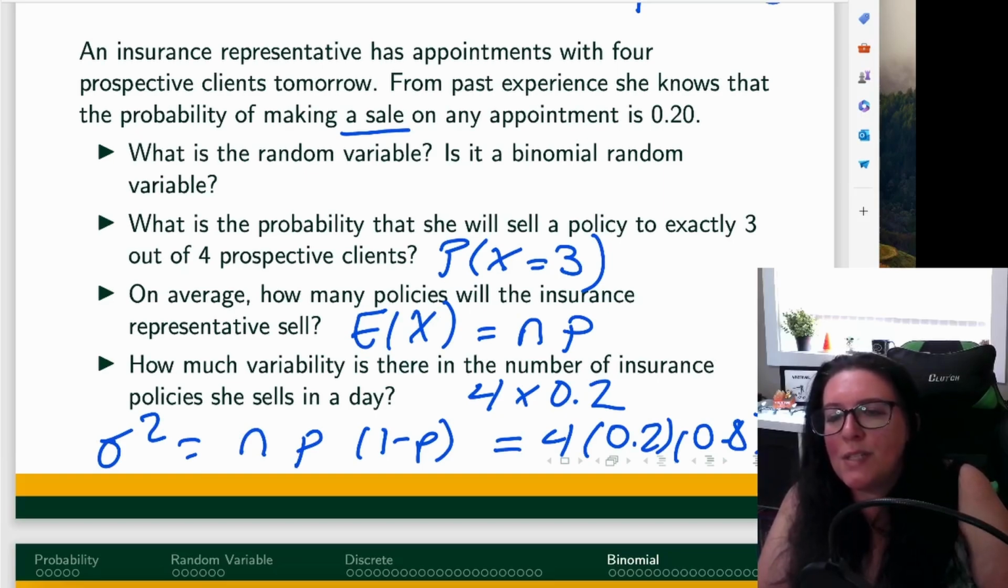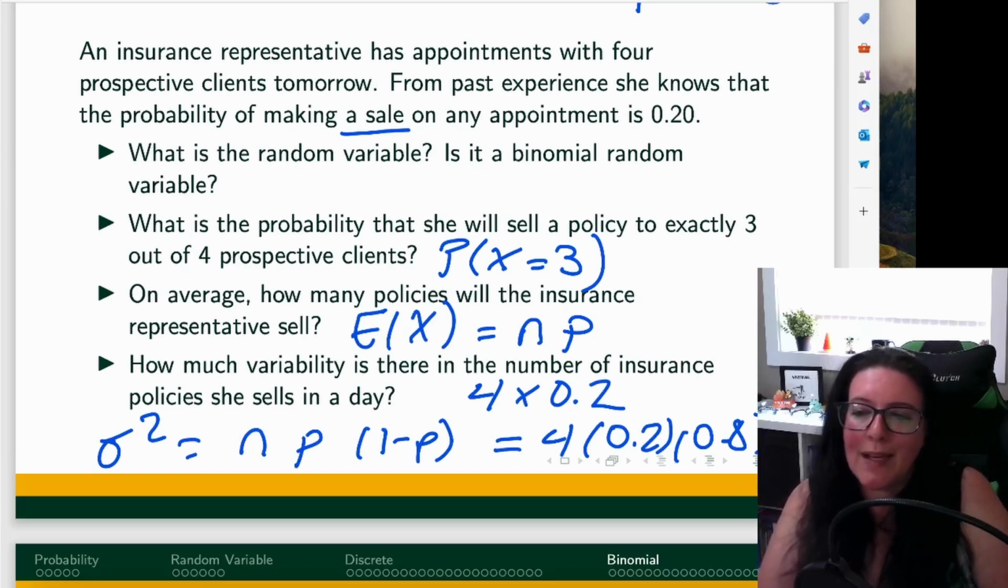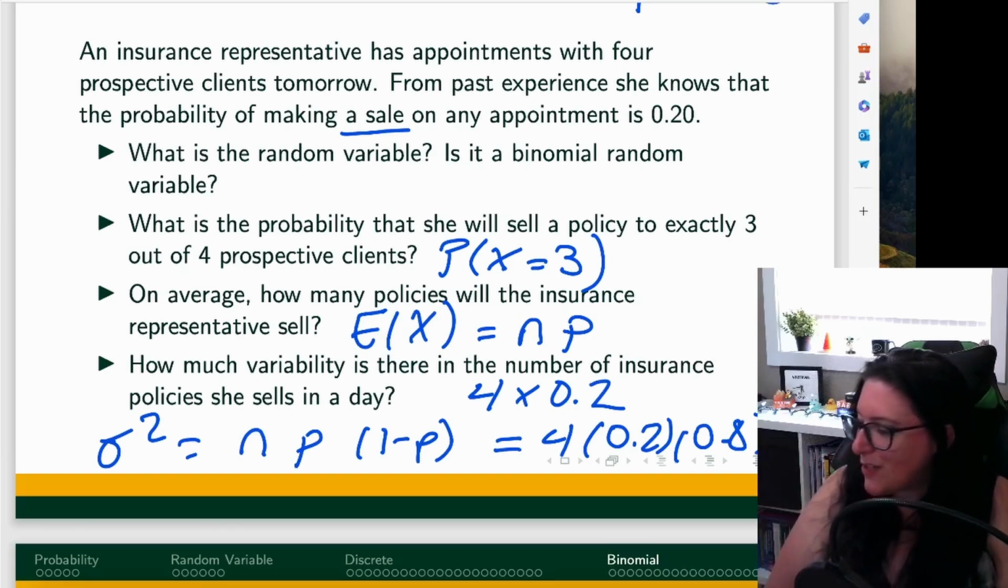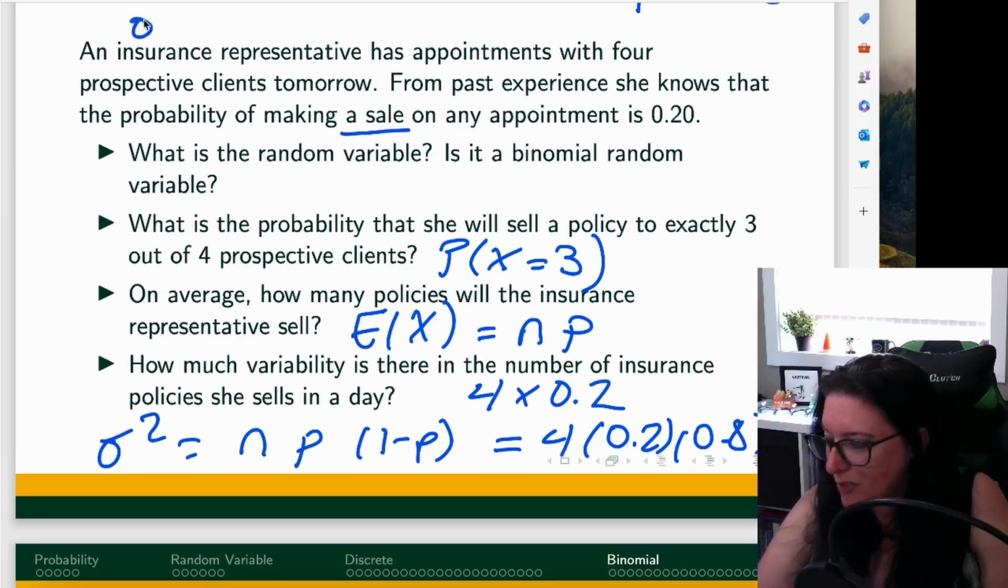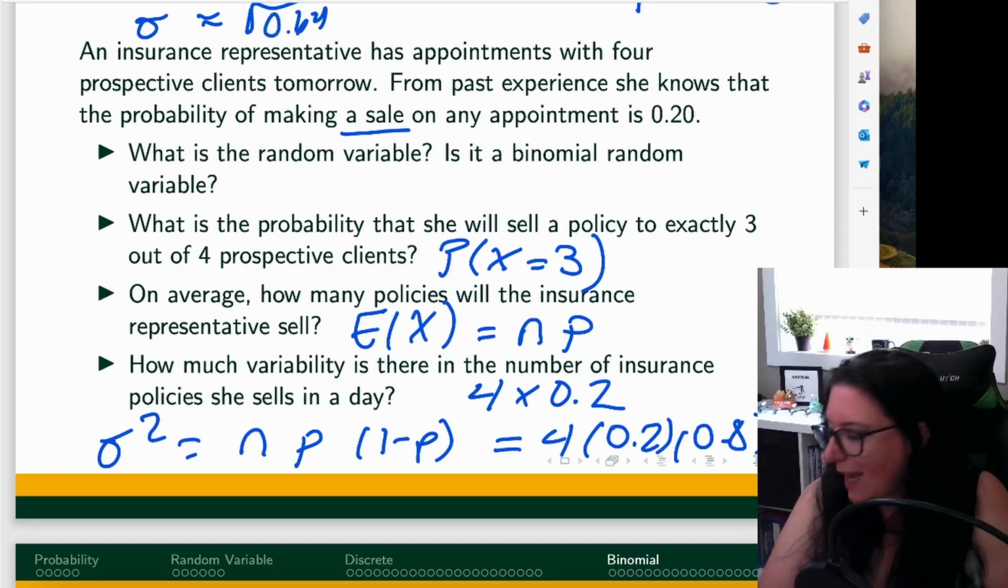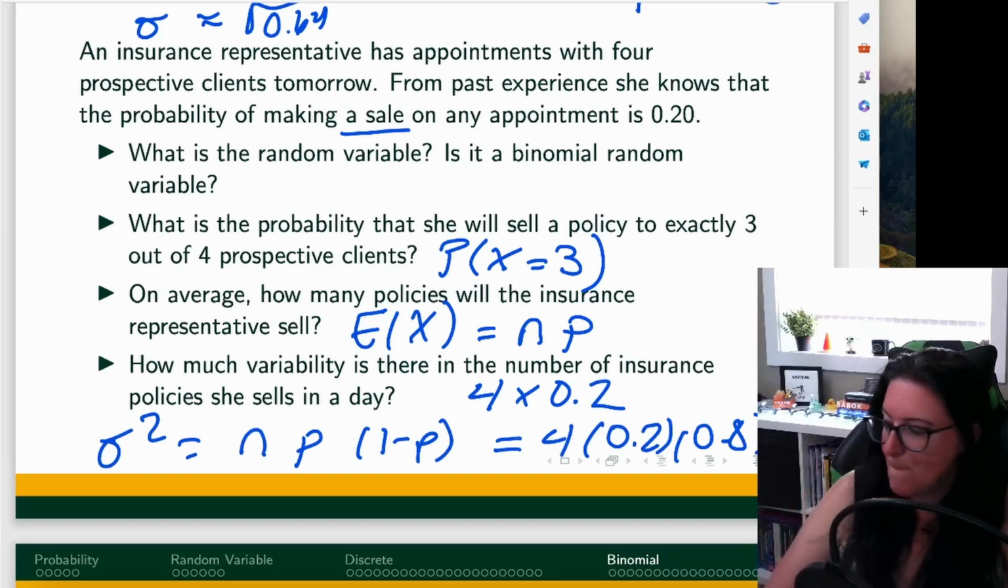So how many policies will the insurance representative sell? If there are 4 meetings with clients, she won't quite have 1 sale out of the 4. So you've got to have more than 4 clients in a day if you want at least 1 sale. For the variability, 4 times 0.2 times 0.8 is 0.64. We take the square root of that to find the standard deviation, remember, sigma. The square root of 0.64 gives you 0.8.